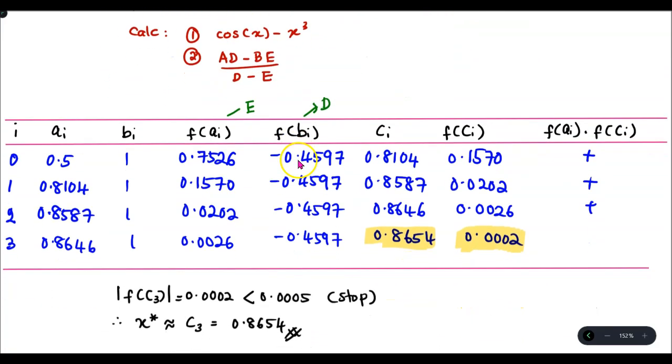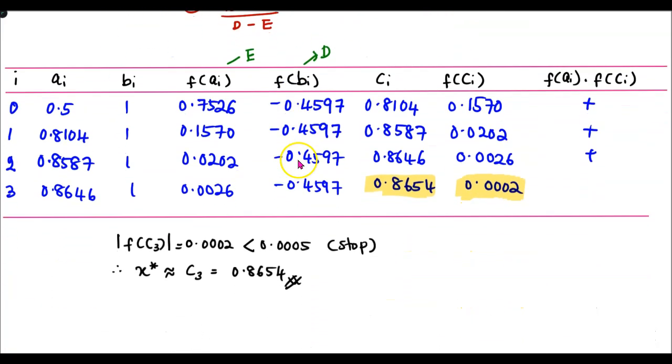So that's how you use table and calculator to get the root of a nonlinear equation using the false position method. All right, thank you.